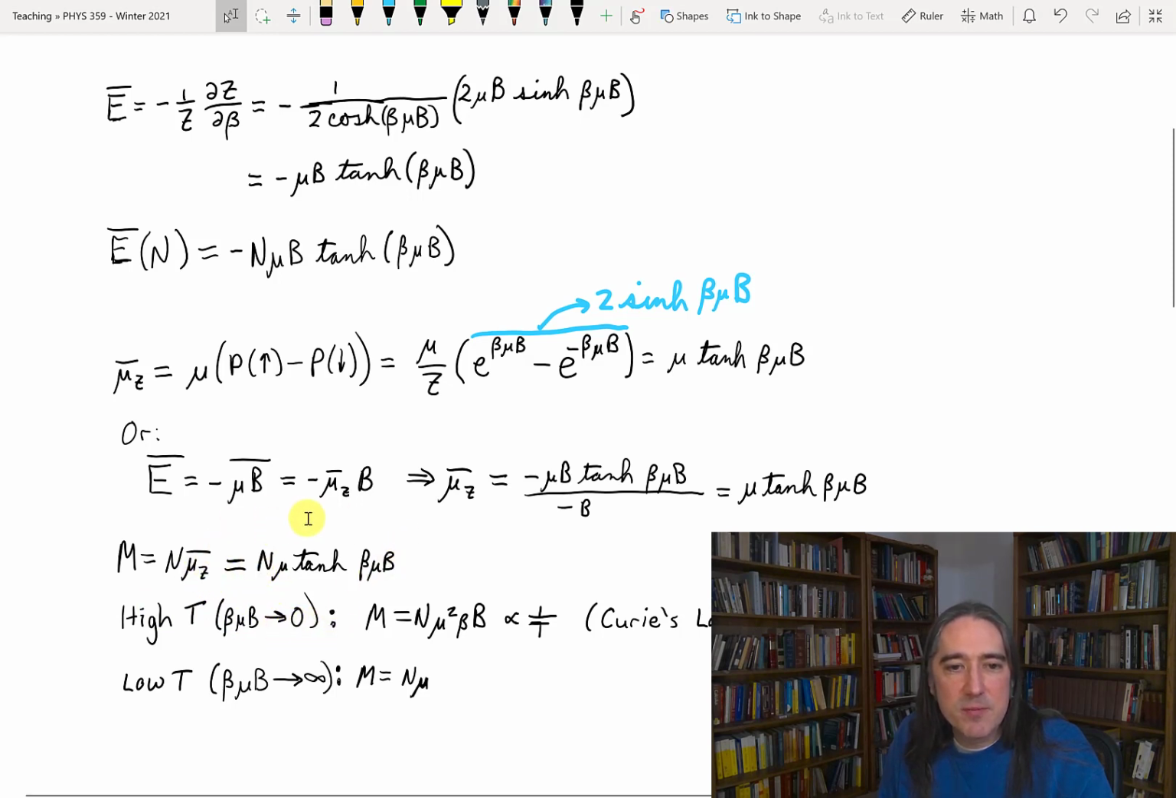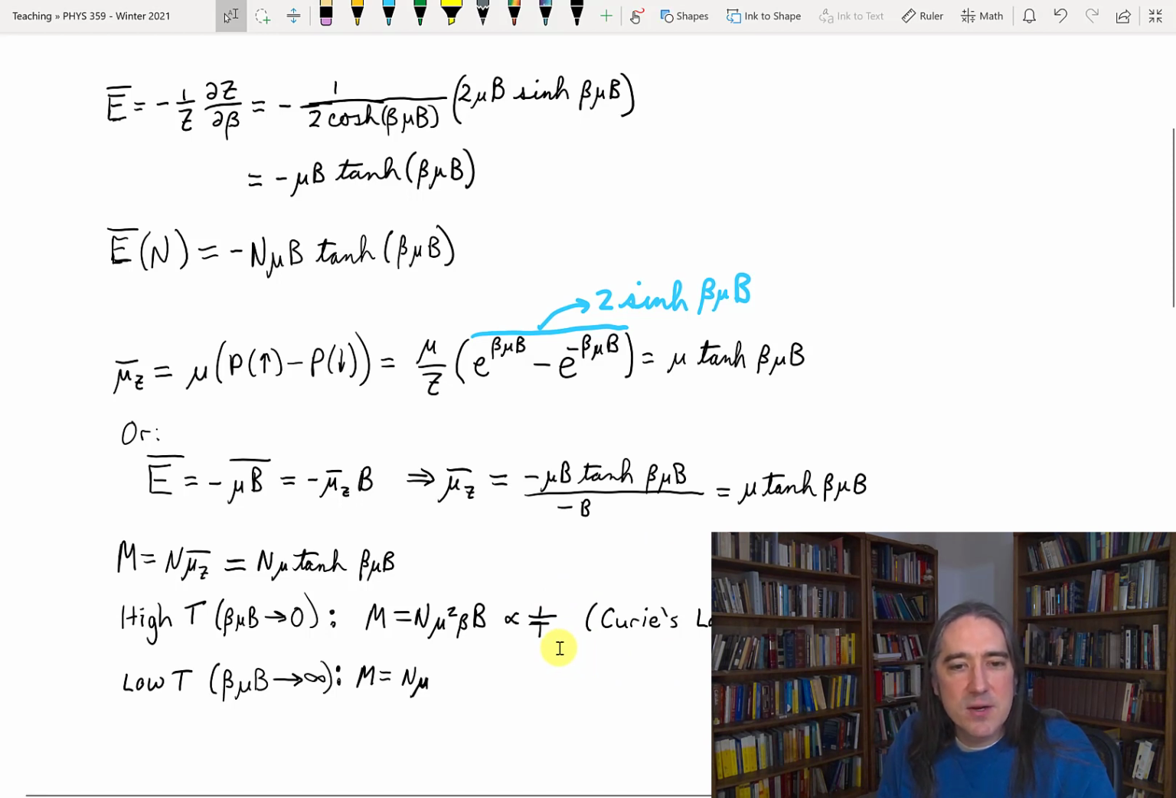So when we look at our formula for the magnetization, that's the argument of tanh. So if we take the argument of tanh to 0, we can just look at the first term of the Taylor series for tanh, which turns out to be just x. Tanh has a nice Taylor series, at least to start with. So this guy is just going to pull out. Our magnetization is n mu squared beta b. It's got 1 power of beta, which means 1 power of 1 over T. So the magnetization is proportional to 1 over the temperature. Or said differently, as the temperature goes up, the magnetization goes down, and that's Curie's law.